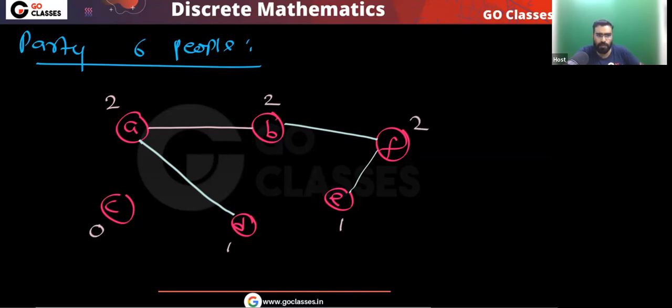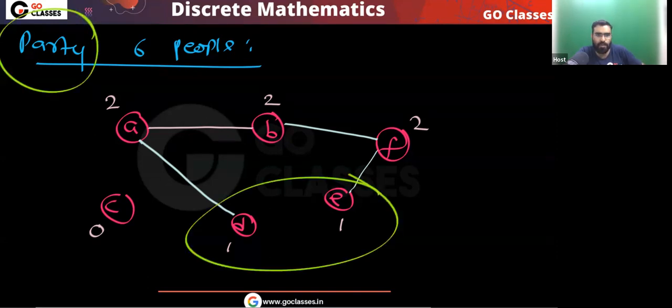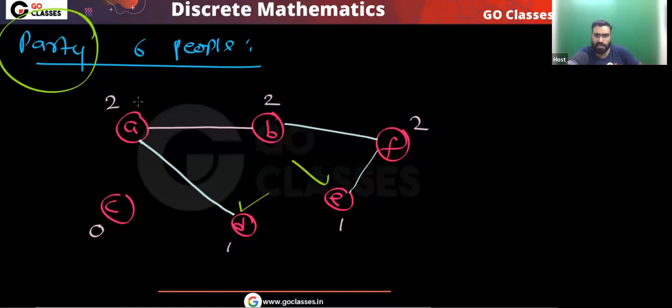Can you notice, at this point of time in this party, at least 2 people have the same number of friends? Like this one has 1 friend, and this one also has 1 friend. So at least 2 people have the same number of friends. For example, this one has 2 friends, and this one also has 2 friends. So at least 2 people are having the same number of friends.